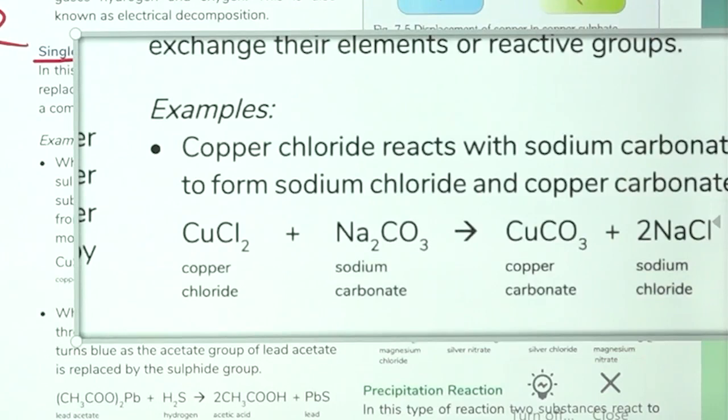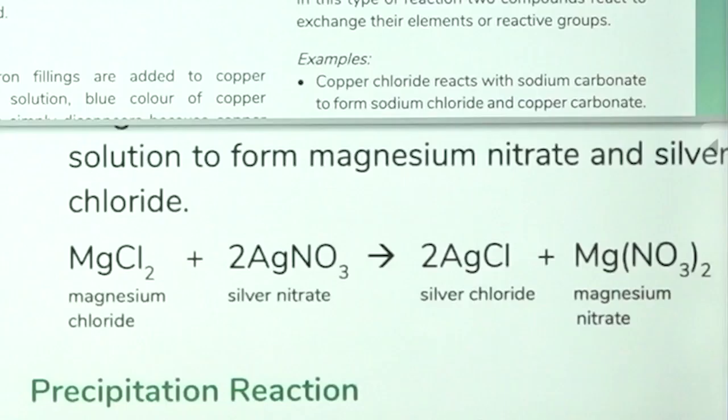Copper chloride reacts with sodium carbonate. The products are copper carbonate and sodium chloride. As is clear, both the elements are displaced from their original position. Therefore, this is a double displacement reaction. In the reaction of magnesium chloride and silver nitrate, the resultant products are silver chloride and magnesium nitrate. As is evident again, both magnesium and silver combined with a different set of substances to form new products.